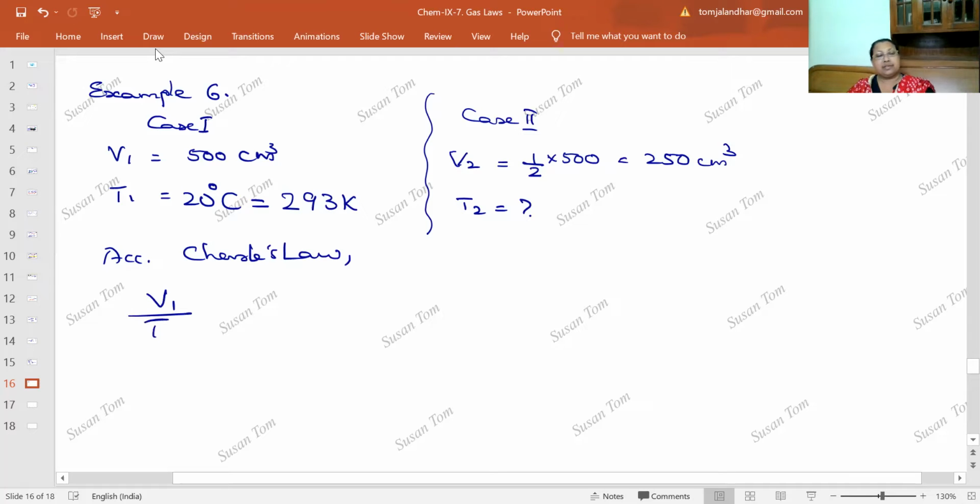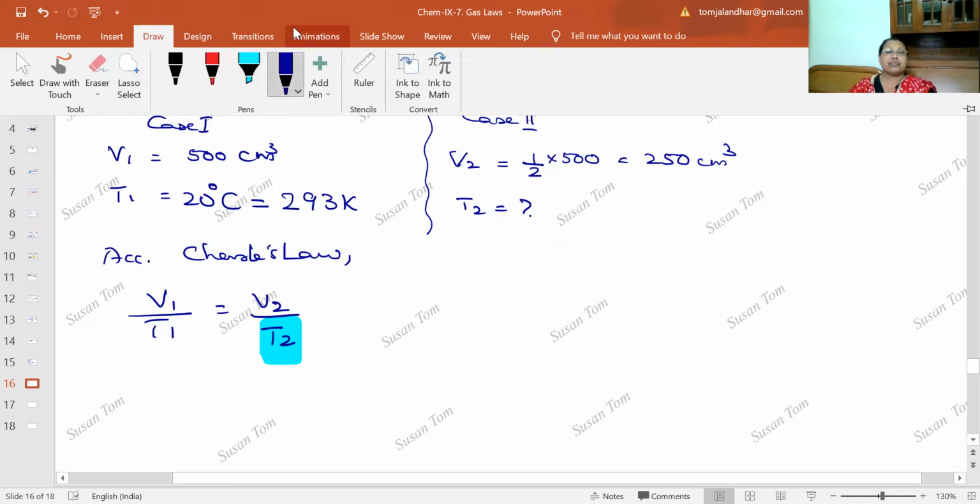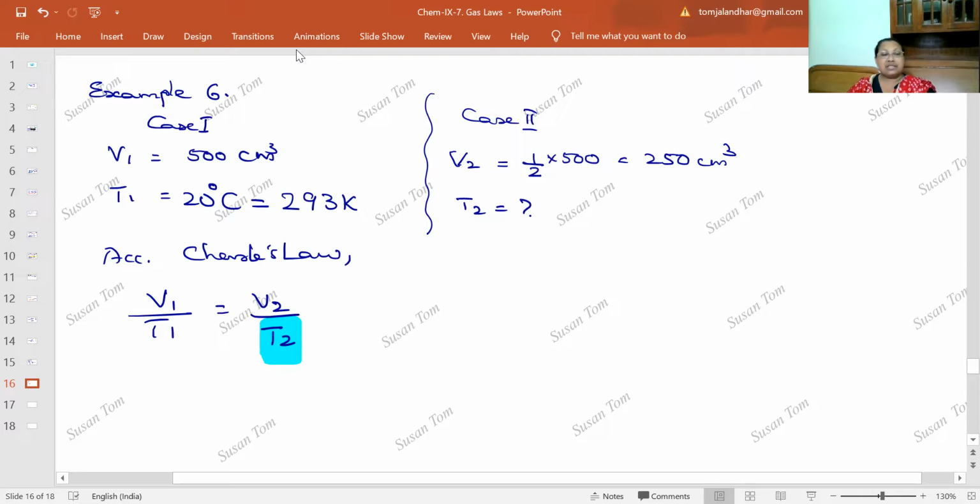V1 over T1 is equal to V2 over T2. We have to find T2, so keep this as the subject. When you keep this as the subject, this has to be taken to the left side, no? So I bring T2 to the left-hand side, that is T2 equal to. I have to remove V1 and T1 from here. V2 was already there, and V1 will come to divide, and T1 will go to multiply. Is it okay, children?